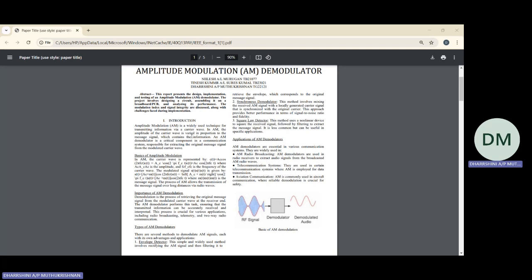Today, we are here to present our project on amplitude modulation demodulator. The introduction: AM is a widely used technique in communication systems where the amplitude of the high frequency carrier wave is varied according to the message signal. However, to recover the original message, we need an AM demodulator.